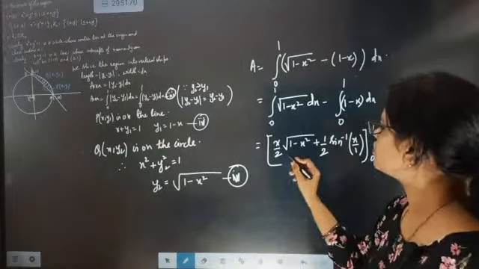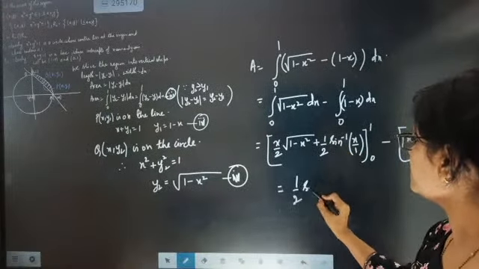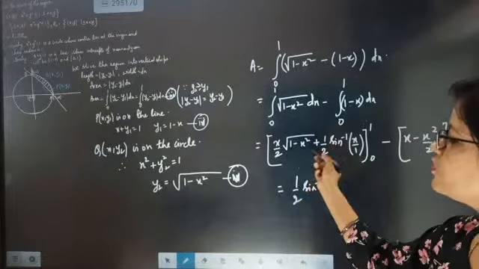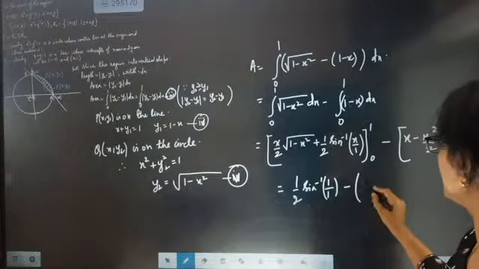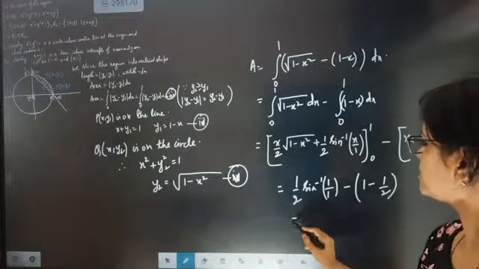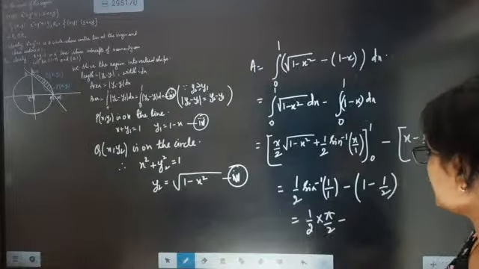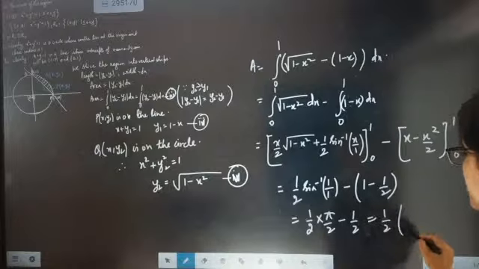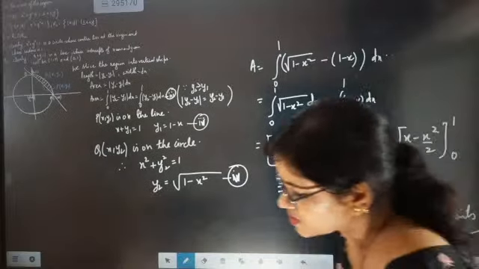So now if you put 1, this part will become 0. You are going to get half sine inverse 1 by 1, and if you put 0, this part will become 0, this part will become 0, no need. So here you just write 1 minus 1 by 2. So it is going to come as 1 by 2 into pi by 2, minus 1 by 2. Take 1 by 2 common: pi by 2 minus 1 square units.